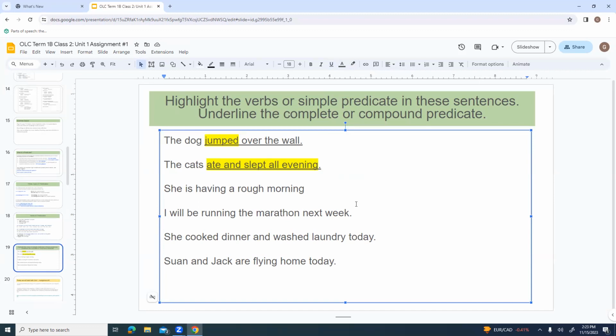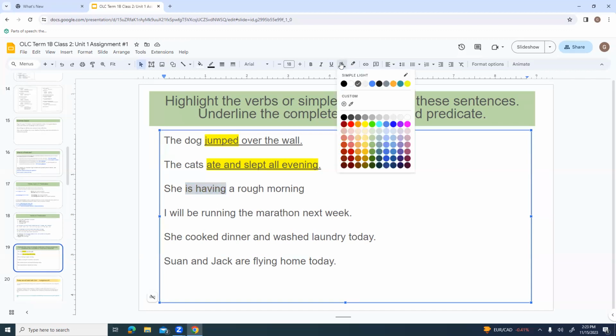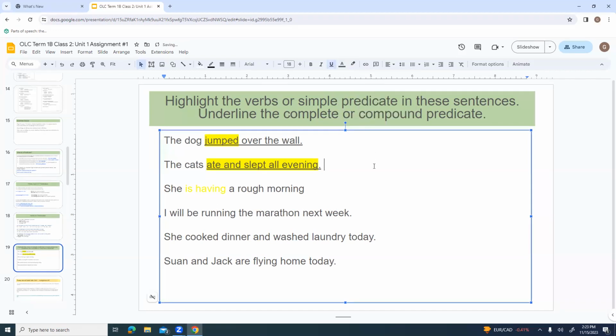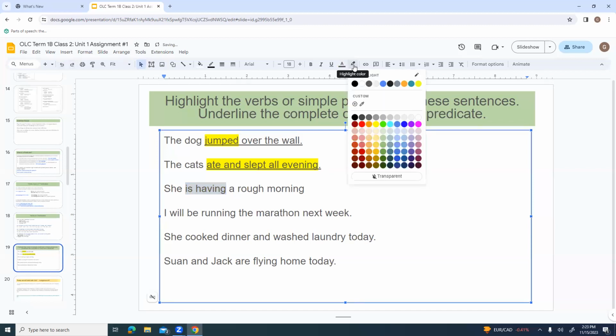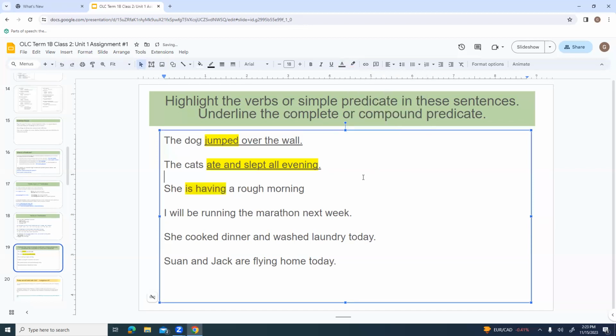Okay. She is having a rough morning. So where are the verbs there? Is having. That's going to be a verb phrase, by the way. Oops. Oh, sorry, it's not what I wanted to do. Hang on. Okay. She is having a rough morning. Now, this whole section is all the complete predicate. It's all connected to the idea of what she's having.